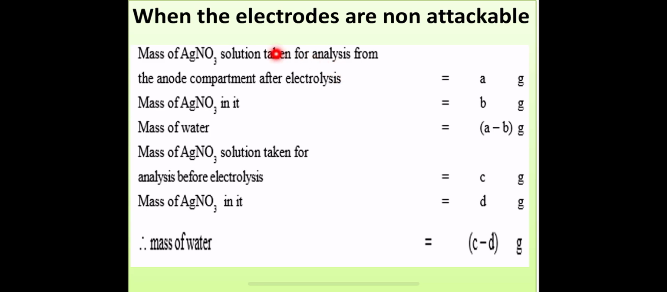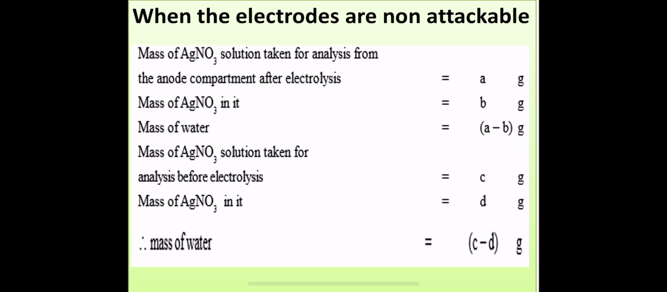In this solution you should remove the solution. This is the mass of AgNO3 solution, but this is only the mass of AgNO3. That means we have to subtract to get the mass of water. Here the mass of AgNO3 net is called B grams, and if you want to know the mass of water we have to subtract this one. A minus B gives the mass of water.